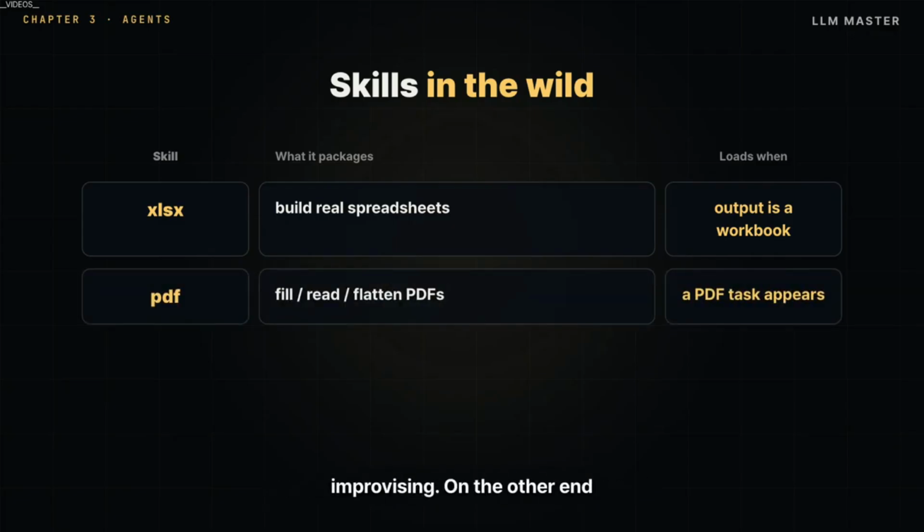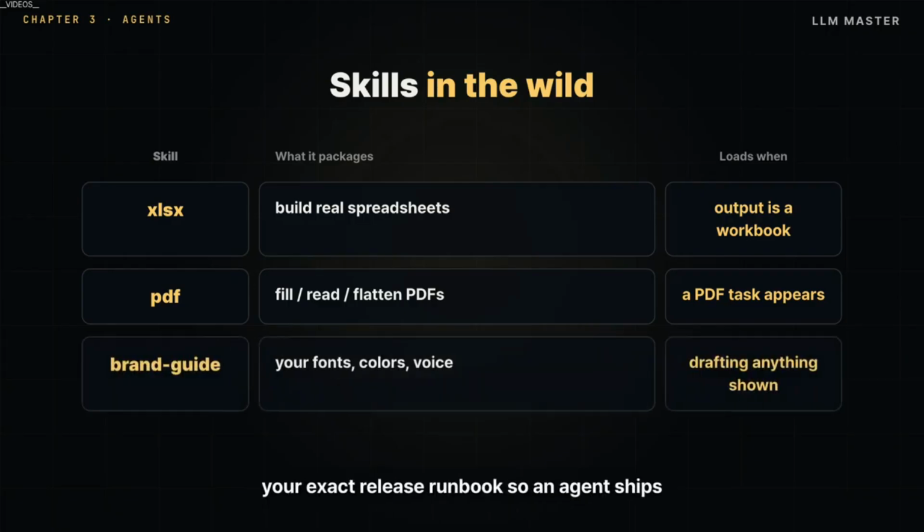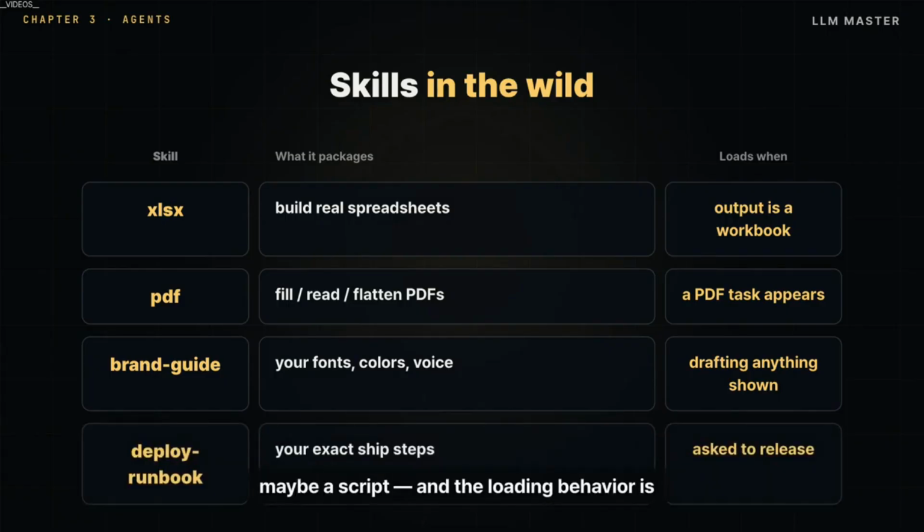On the other end, and this is where they get powerful for teams, custom skills that encode your organization's private knowledge. Your brand guidelines so every draft matches your voice and colors. Your exact release runbook so an agent ships the way your team ships. The quirks of your internal API. The pattern is identical in both cases. A folder, a description, instructions, maybe a script, and the loading behavior is identical.